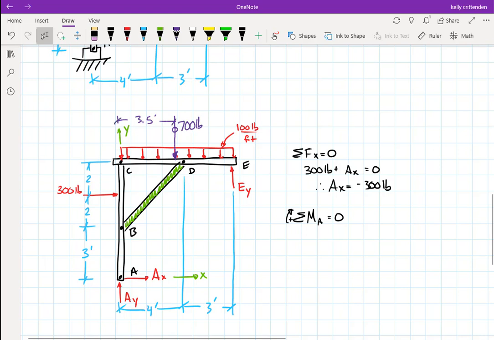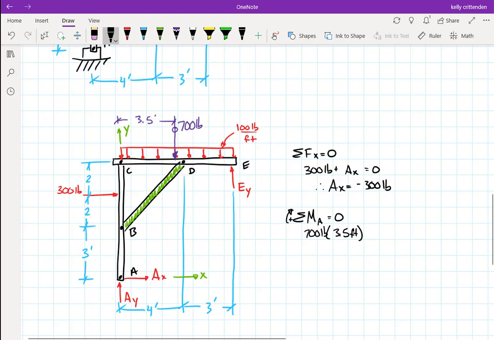Since it's an evenly distributed load, it's basically functioning like a rectangular area. So I'm putting the 700 pounds, which is 100 pounds per foot times 7 feet, at the centroid of this rectangle, which would be 3.5 feet to the right of where it started. So I want to use that 700 pounds to represent the entire distributed load when I'm writing the moment equation. So 700 pounds times 3.5 feet.